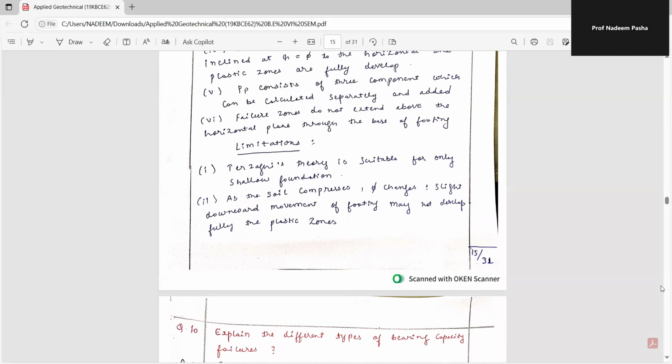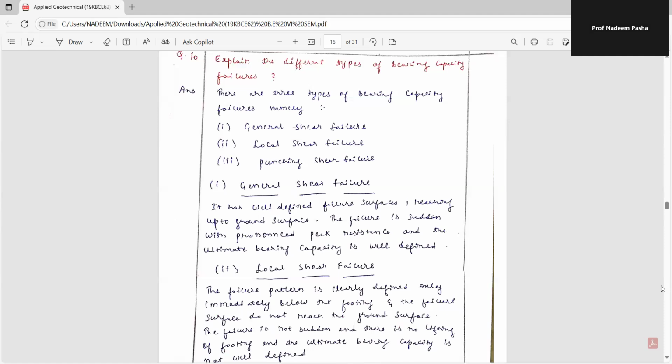So, explain the different types of bearing capacity failures. There are three types of bearing capacity failures: general shear failure, local shear failure, and punching shear failure. General shear failure has a well-defined failure surface reaching up to the ground surface. The failure is sudden with pronounced peak resistance, and the ultimate bearing capacity is well defined.